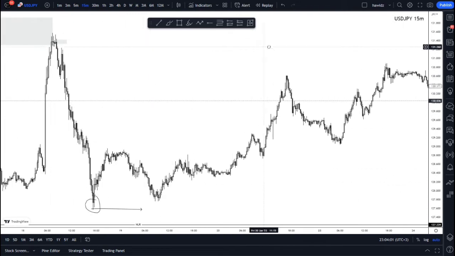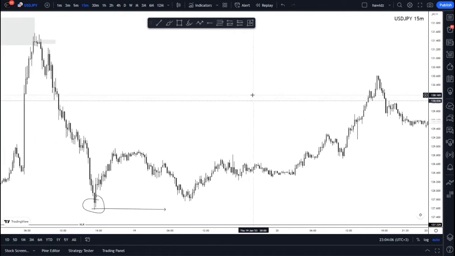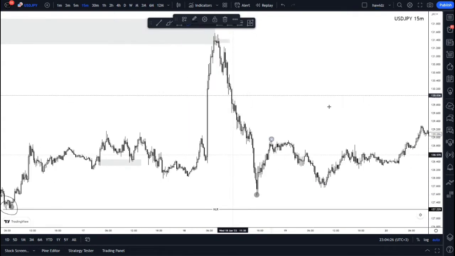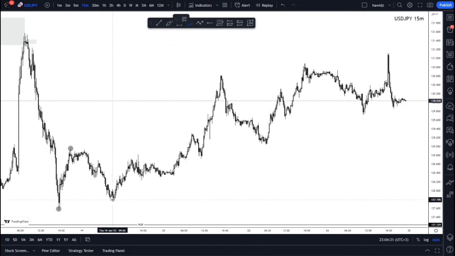And from that being a pullback, let's now focus on what our lesson today is basically on. So from this low right here, let's just remove this and keep our charts pretty much clean. From that low right here, price came and formed this high, and from that high, let's just zoom out a little bit and see the bigger picture. We formed a low and then a high.